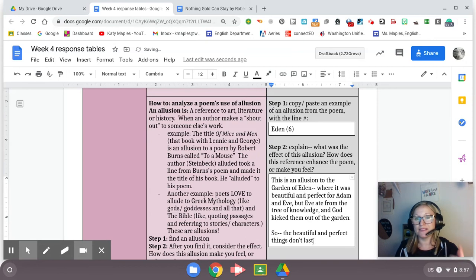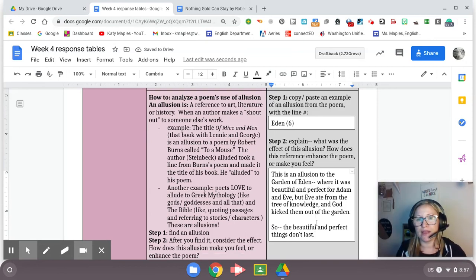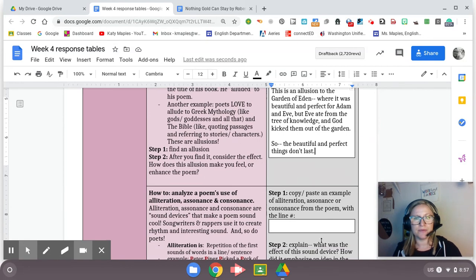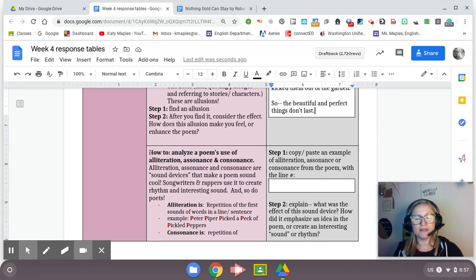You're probably saying that that's basically this whole poem over and over again. The beautiful, perfect stuff doesn't last. Nothing gold can stay. Okay, alliteration, assonance, and consonance. These words sound scary, but they're actually not that bad. These are sound devices that create a cool sound or rhythm in poetry and in songs.